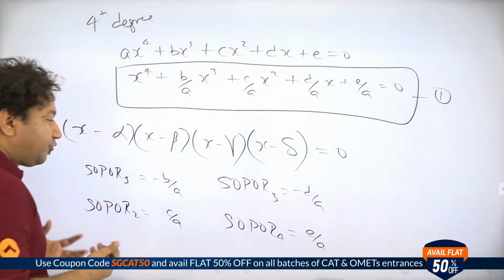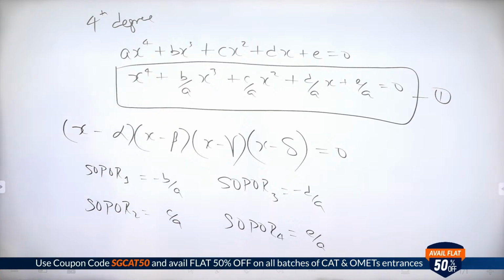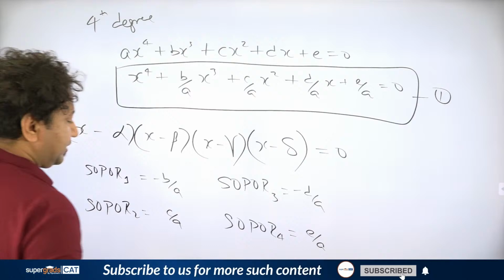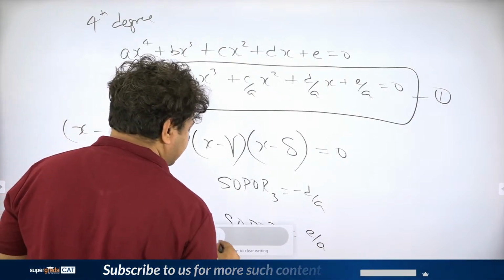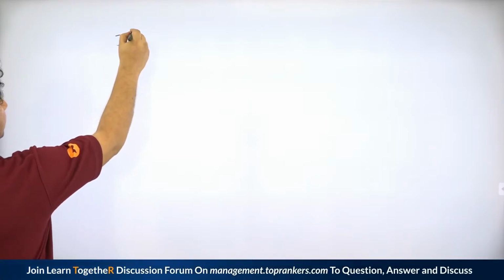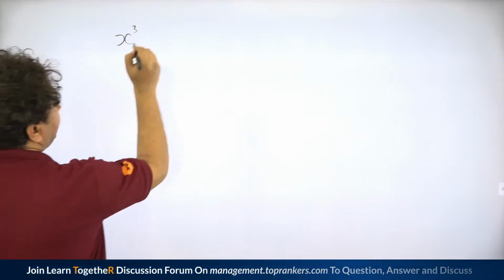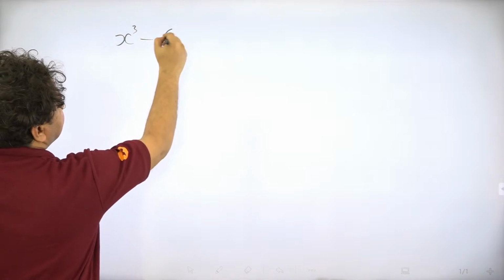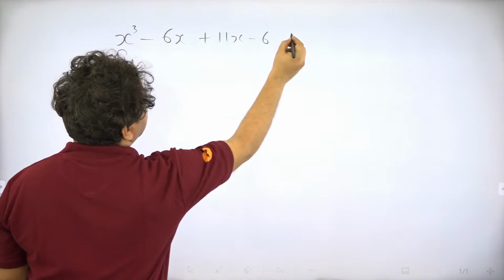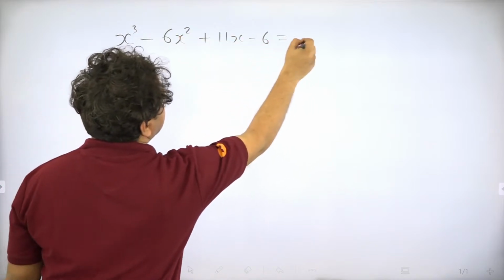Now, how can a question be asked on this? Normally, they can ask you to find the roots. So let me give an example. The example is x cube minus 6x square plus 11x minus 6 equal to 0. Now I need to find the roots of this expression. How to do that?